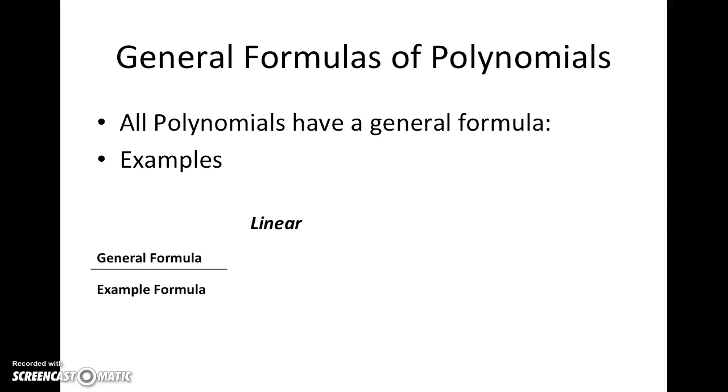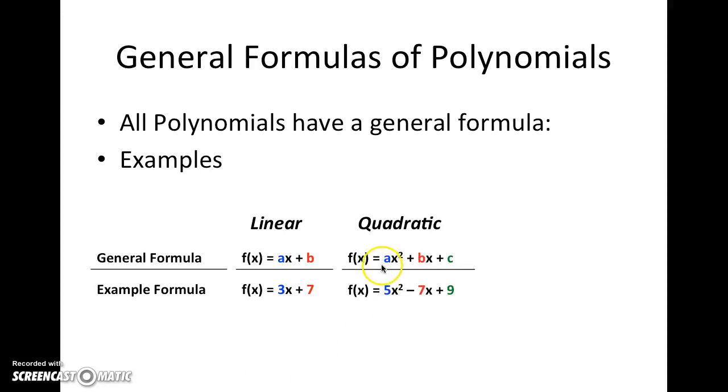So let's look at the linear example. The general formula is f of x equals ax plus b, where a is the coefficient in front of x and b is the constant. And you can see in the example that a is 3 and b is 7. Going on to the quadratic, the general formula is f of x equals ax squared plus bx plus c, and a is the coefficient in front of x squared. In our example, that's 5. B is the coefficient in front of x. In our example, that's 7. And c is the constant 9.